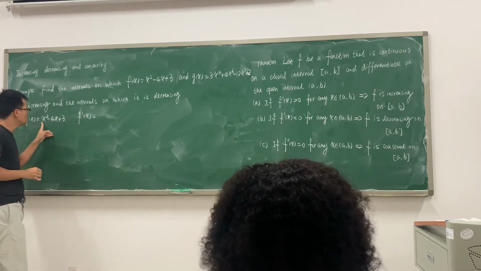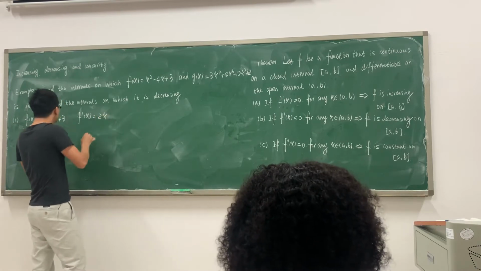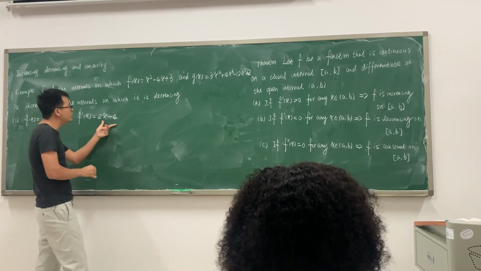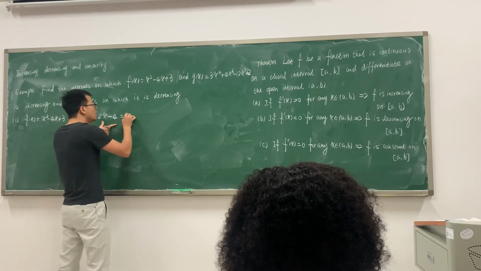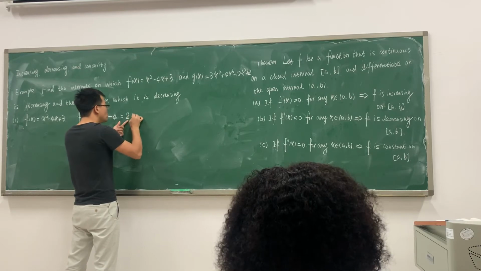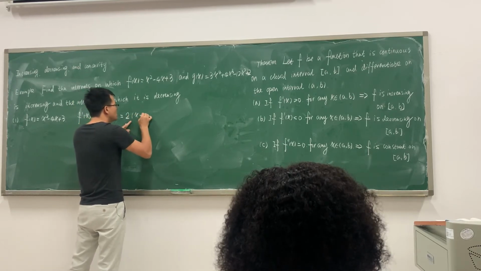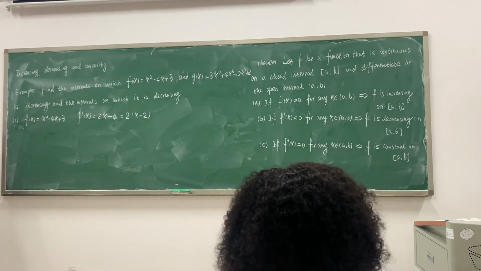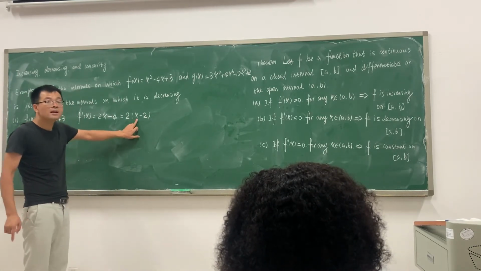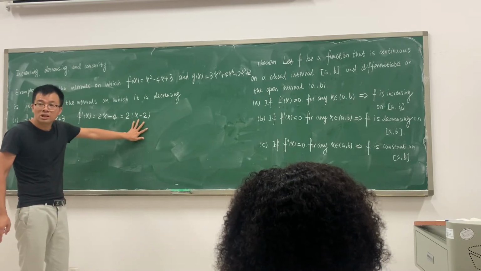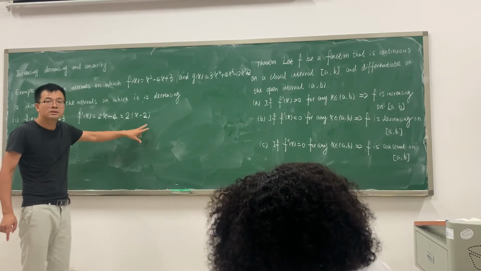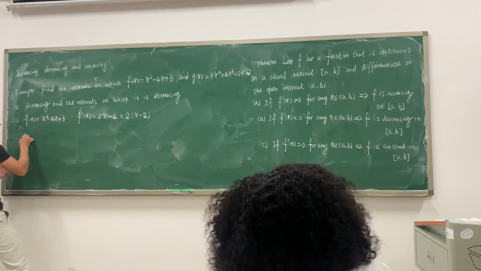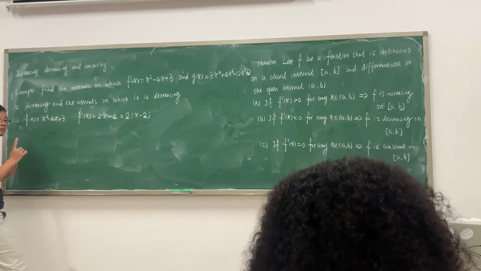2x minus 4, so we can take 2 out. So 2 times (x minus 2). So it's easy to see here, where x greater than 2 is positive, where x less than 2 is negative. So here we can list a table.